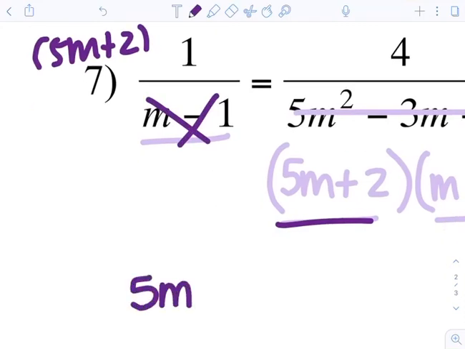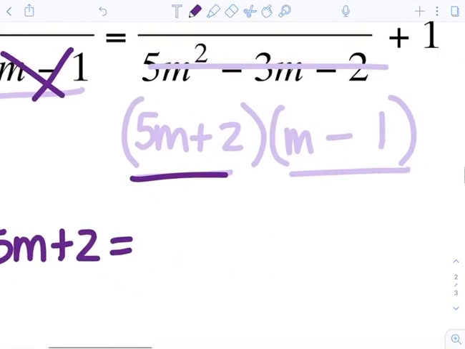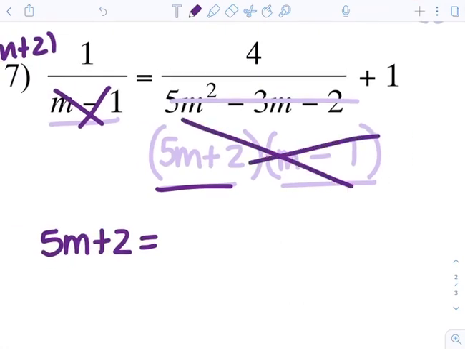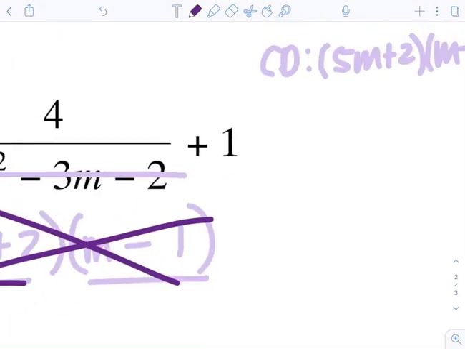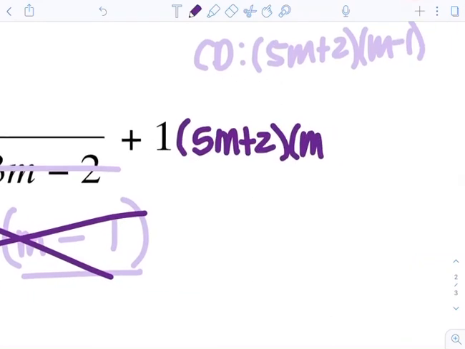So you get 5m plus 2 equals, well, this next one already has the common denominator, so I'm not going to multiply by anything because it's not missing anything. So 4. And then the 1, even though it's not a fraction, you have to multiply by the common denominator. It's missing both of those binomials from its denominator, so you have to multiply by both of those. No denominator is getting canceled because technically it doesn't have one, but you have to multiply by the common denominator even though it's not a fraction.